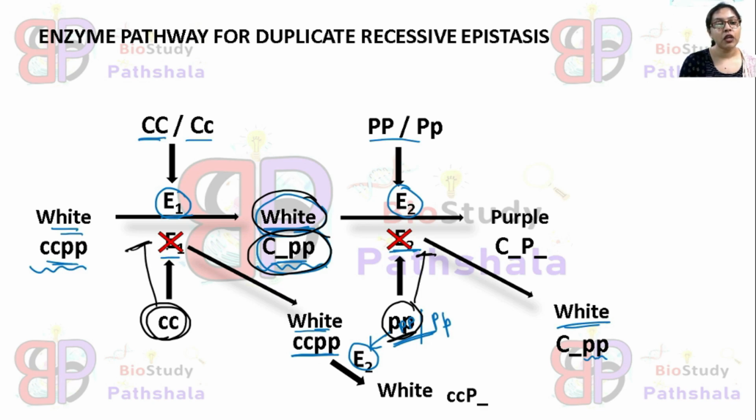Even if E1 enzyme is non-functional, that means if the genotype is this one, then also the E2 enzyme cannot show its effect on this particular genotype, which will lead to formation of again white coloration coded by small c, capital P dash. So in our video we have learnt about duplicate recessive epistasis, the cross procedure, the phenotypic ratio, the example and the enzymatic pathway for this particular gene interaction.